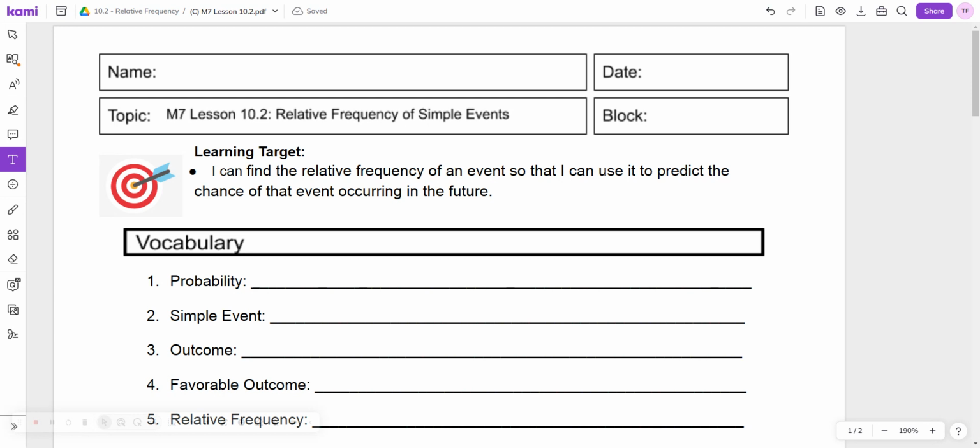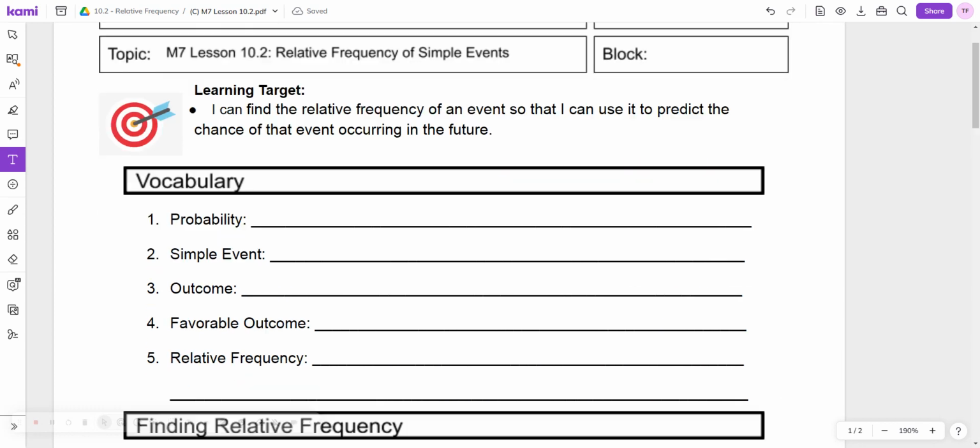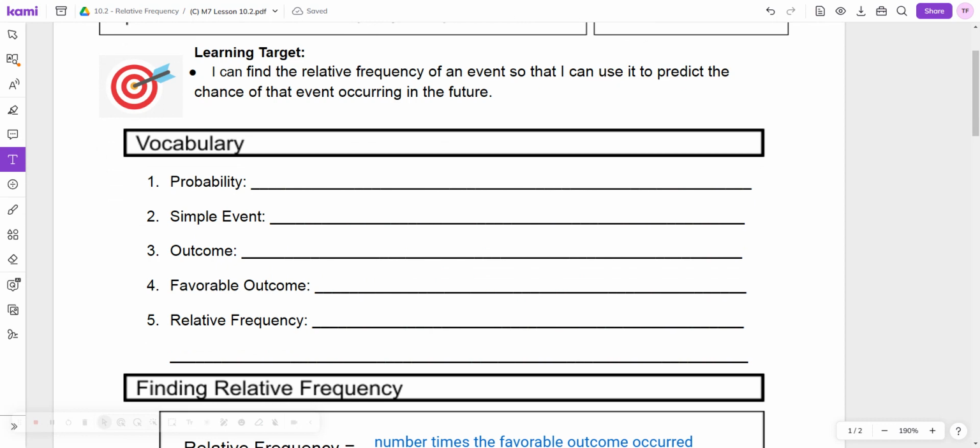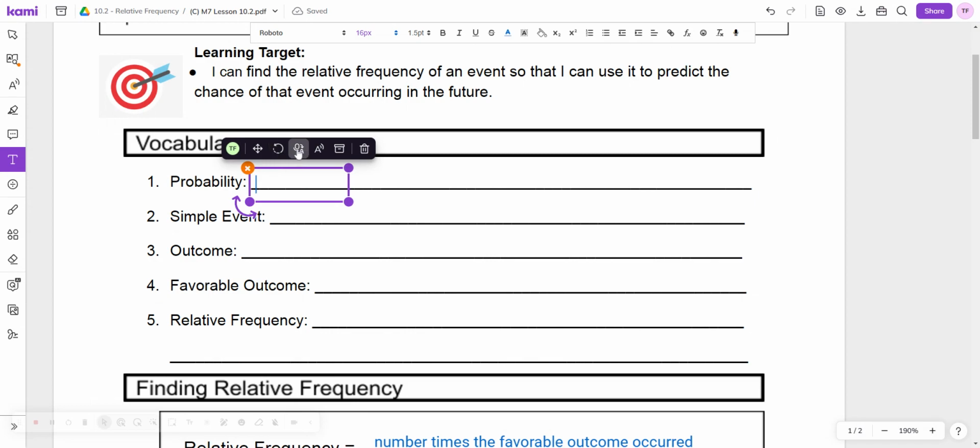So the learning target is I can find the relative frequency of an event so that I can use it to predict the chance of that event occurring in the future. So before we get rocking and rolling with that, we need to get some vocabulary down. So first off, probability. Probability is basically the chance an event will occur.